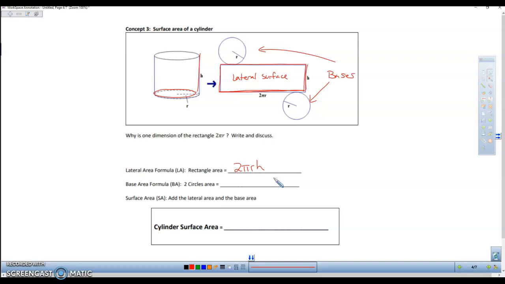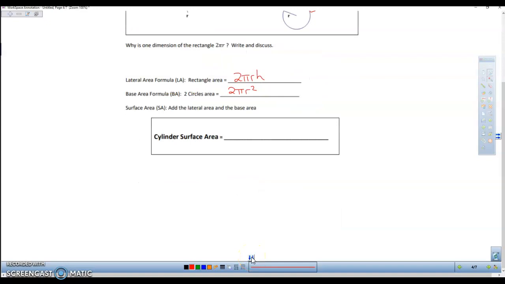cylinder. For the two bases, there are two circles, and each circle has an area of pi r squared, but there are two of them, so you get 2 pi r squared. So the formula for the surface area of a cylinder has two components. There's the 2 pi r h plus the 2 pi r squared. And it's really important that you understand that this first part, the 2 pi r h, represents the lateral surface.